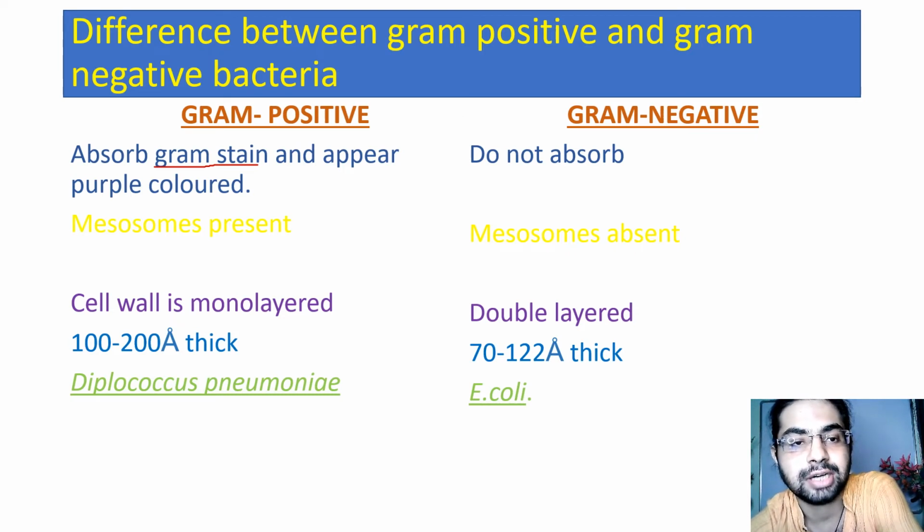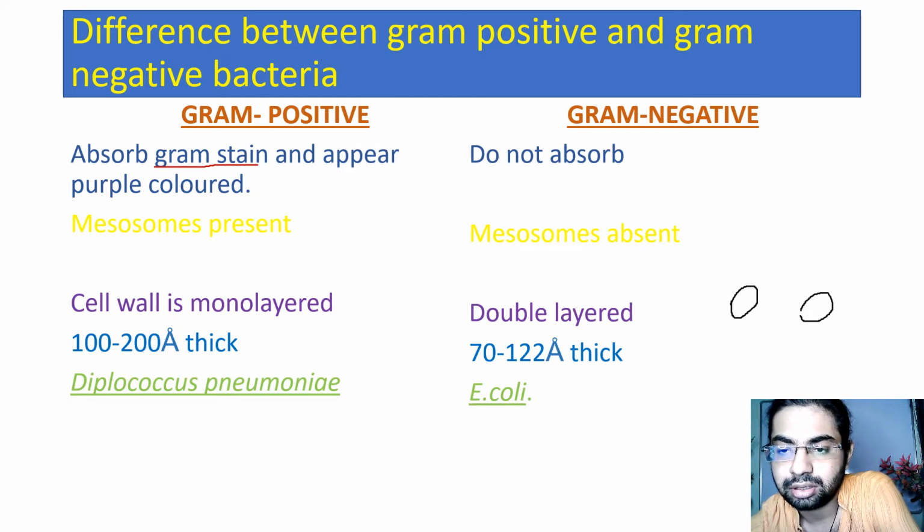Mesosomes are present in gram positive bacteria and absent in gram negative bacteria. These mesosomes I will discuss in the next slide. The cell wall of gram positive bacteria is monolayered and gram negative is double layered. Just a brief introduction.